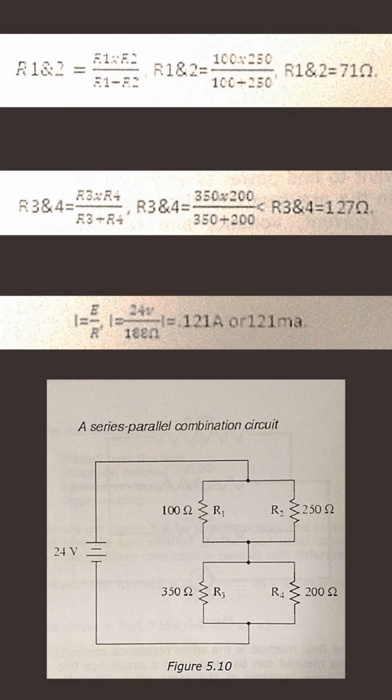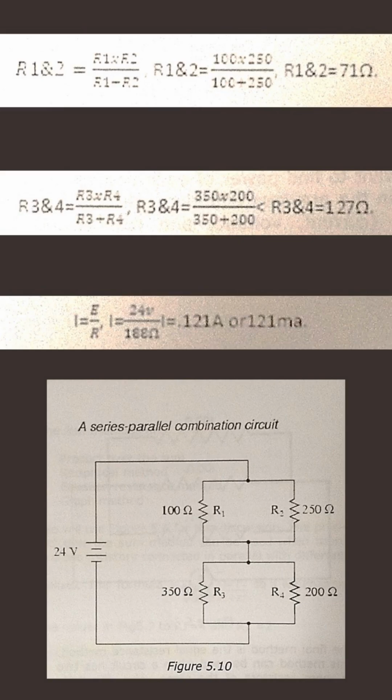Looking at figure 5-10, the best way to approach it is to find your total circuit resistance first. You can accomplish this by turning parallel circuits into series. R1 equals 100 ohms and R2 equals 250 ohms. You can use the product over the sum method to convert that part of the circuit: R1 and 2 equals R1 times R2 divided by R1 plus R2, which is 100 times 250 divided by 100 plus 250, so R1 and 2 equals 71 ohms.